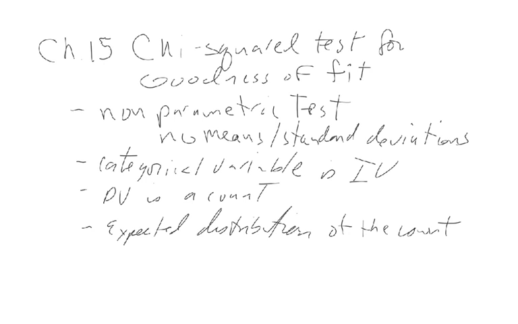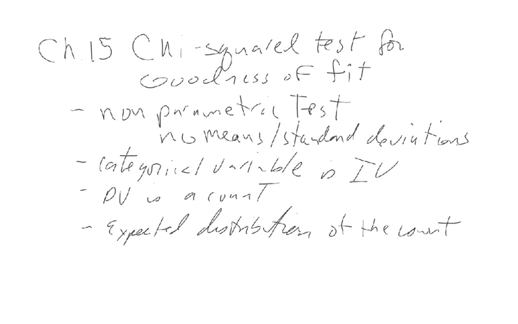Chapter 15 is our last test. It's the chi-square test, and we're only doing the one that's for the goodness of fit, not the test for independence. That's a two-factor chi-square, two independent variable chi-square. We're only doing the one independent variable chi-square. It's considered a non-parametric test. That means it doesn't have any means or standard deviations. The data doesn't lend itself to that, so you don't have any population parameters to compare it to.